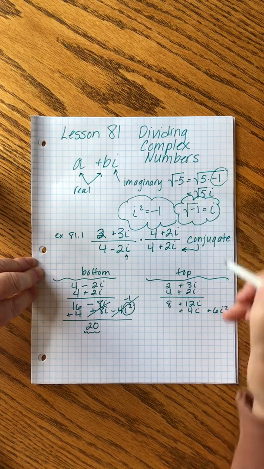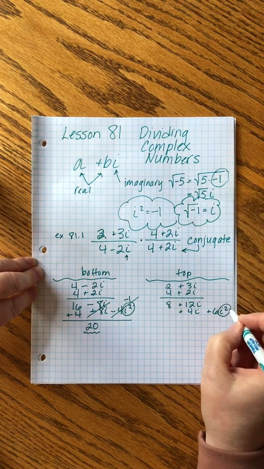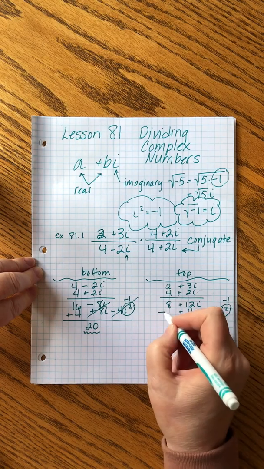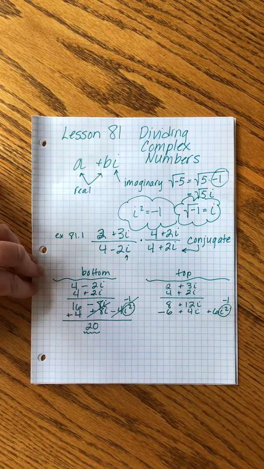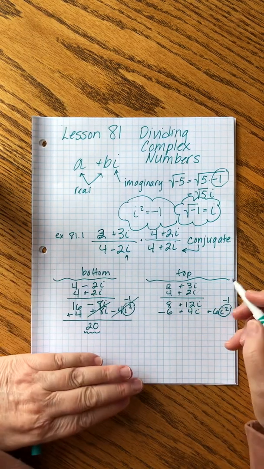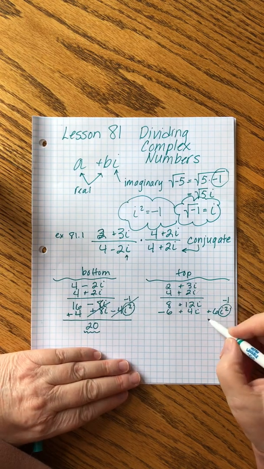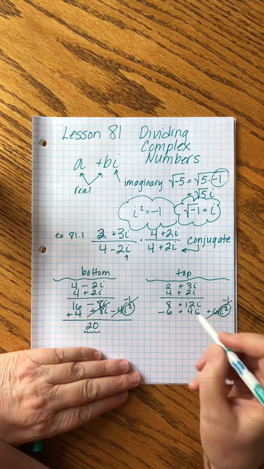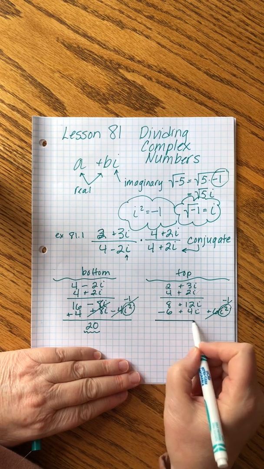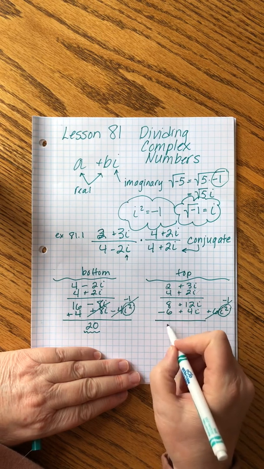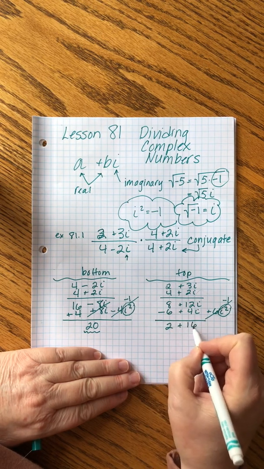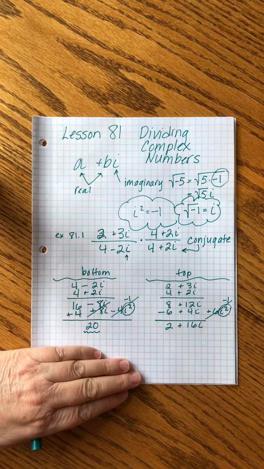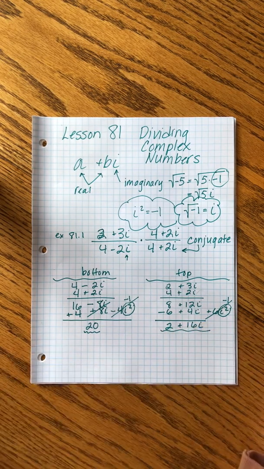But i squared is equal to minus 1, so this becomes minus 6. Make sense? Okay, minus 6, I'm going to draw a line through that because it's all represented over here. I add 2 plus 16i. That's my new top, or numerator rather.